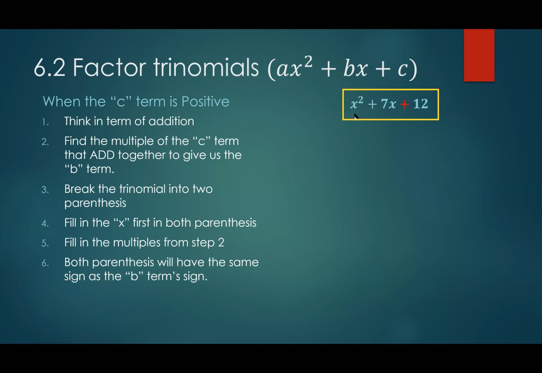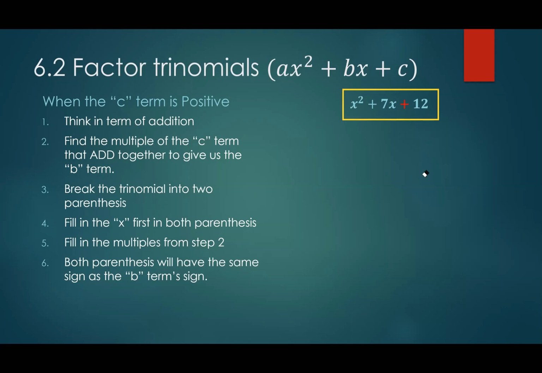Why? Because this item is an x squared, this item is x, this item doesn't have an x, right? I cannot take out an x, and I cannot take out a 7 because 7 cannot go into 12, and I cannot take out anything. So with this trinomial, there's nothing I can do, right? So you will see that there is no GCF for you to take out.